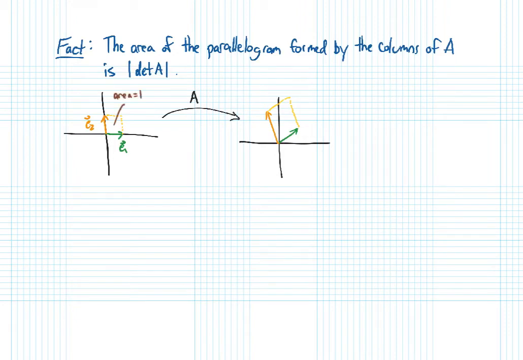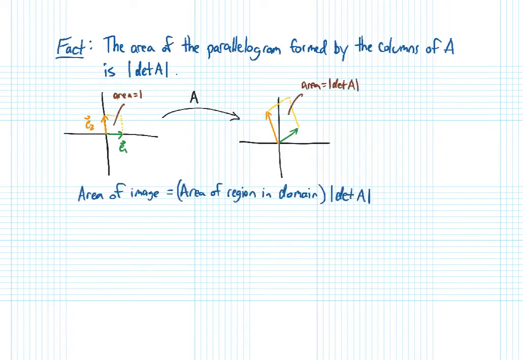And then the image is a parallelogram, which, according to the result we just discussed, has area equal to the absolute value of the determinant of A. It's helpful to think of the determinant as a scaling factor, where the area of the image, which is the parallelogram, is equal to the area of the region in the domain, which is the square, times the absolute value of the determinant. Now what's interesting is that for linear transformations, this scaling principle is true more generally.